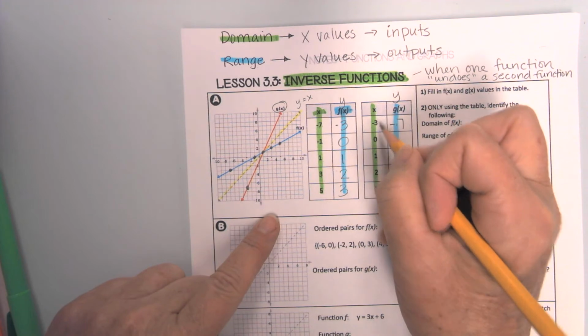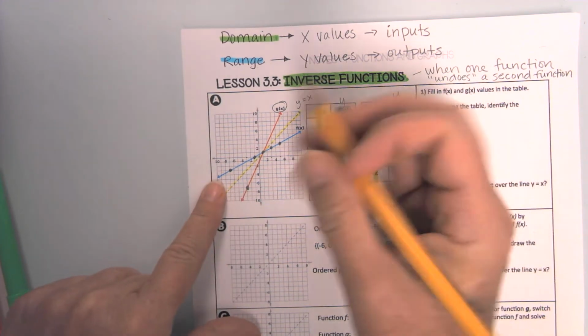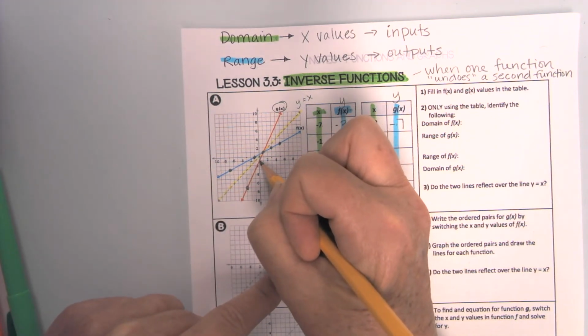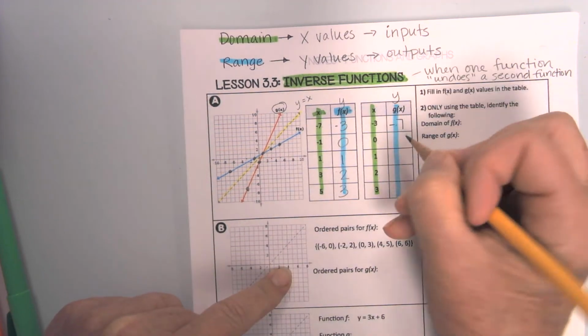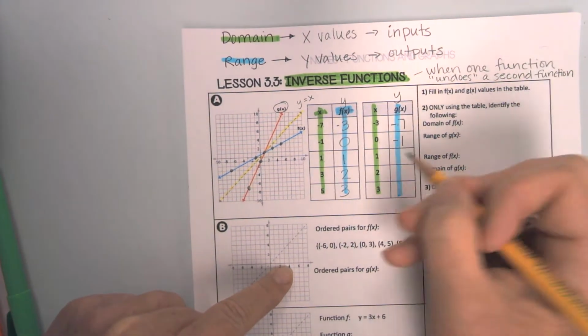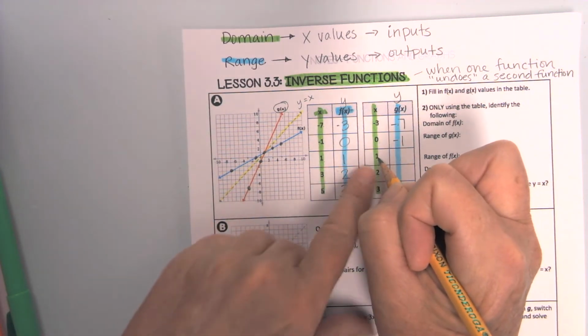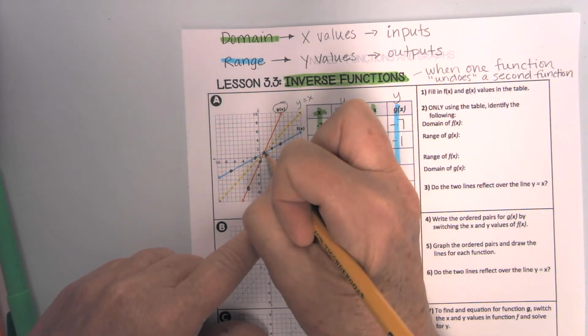Now I'm going to go to my line and find out what happens when x is 0. So I'm going to stay here, go to 0, and move down to my line. And I notice that that is at -1. Now I'm going to take a look at when x is 1. So I'm going to go to 1. Oh, it's that same point right there. 1 is 1.